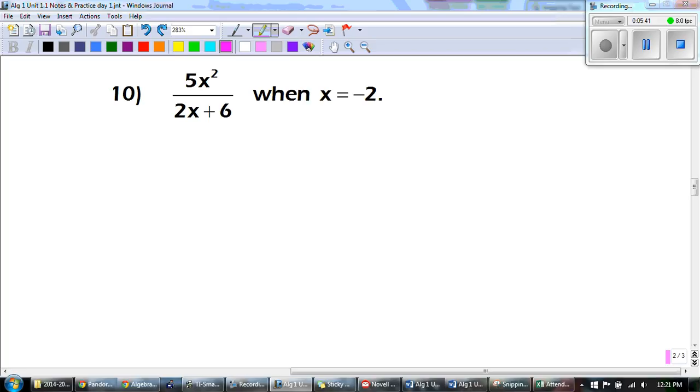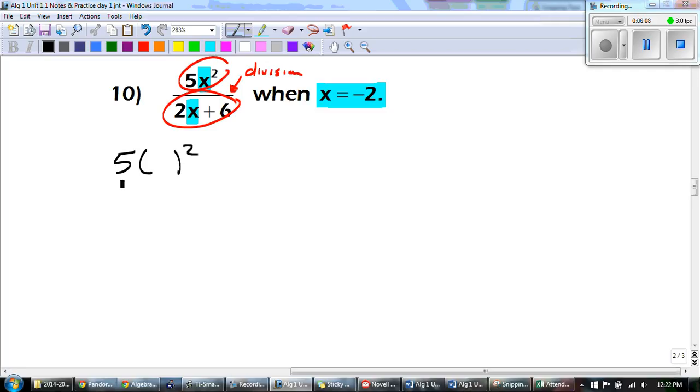All right, number 10. Okay, we only have one variable here, but we have it in two places. Now, do you guys remember what this bar means? Yeah, that bar means division. So we're going to simplify the top, we're going to simplify the bottom, and if we can, we'll divide at the very, very end. So looking at the top, I have 5x squared all divided by 2 times x plus 6, and we're plugging in a negative 2.